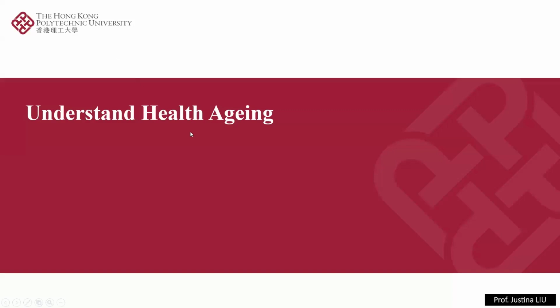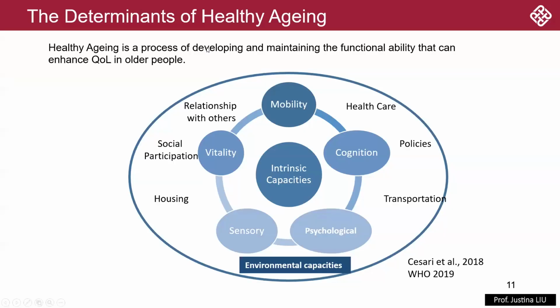So now let's talk about the concept of healthy aging. According to the WHO, healthy aging is the process of developing and maintaining the functional ability that enhances quality of life in older people. And this process mainly depends on two key factors. One is the individual's intrinsic capacity. The other is the characteristics of the age-friendly environment. And also the interactions between these two factors.